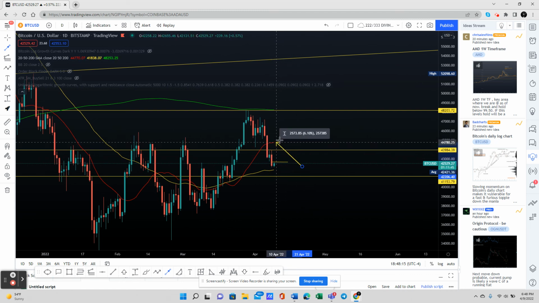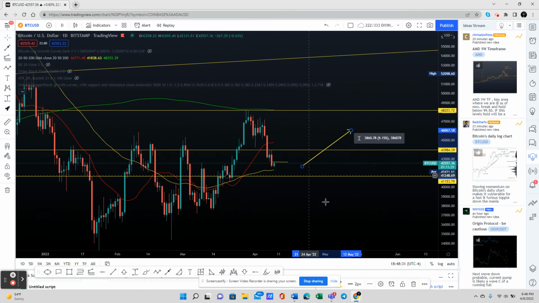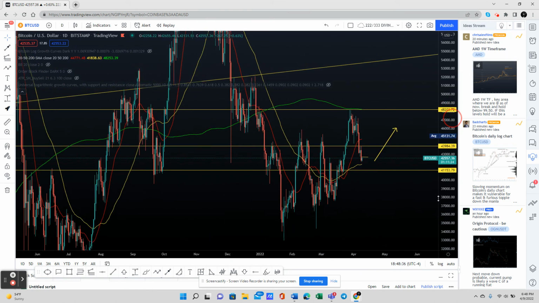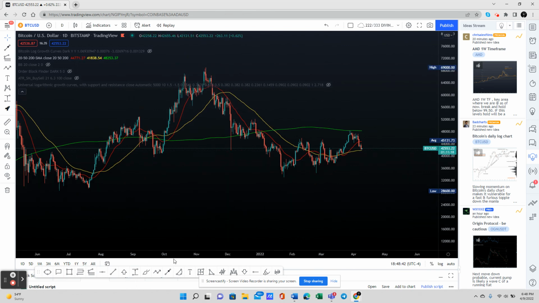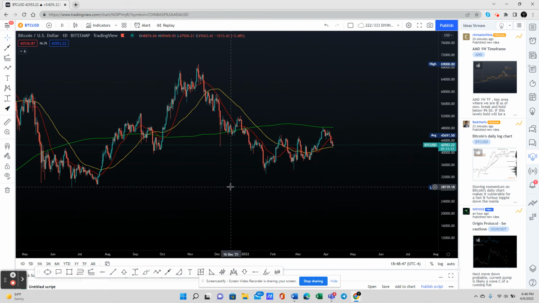We may come back up and kiss this level, but this is the key. You see how we got rejected off the 200? We got rejected and we pushed down. On the daily, we've got to get above this green. If we don't get above this green, you're going to have to wait for any bullish momentum when it comes to Bitcoin. These moving averages are very important so they can help you engage in the market. And of course, we had a death cross here to push this down.